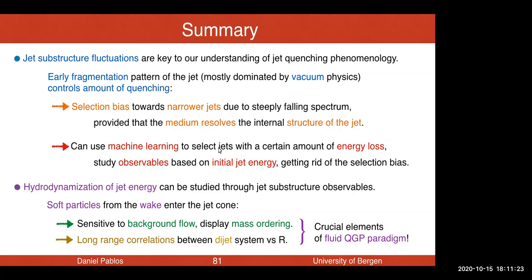And what we're seeing is that the weight is really sensitive to the background flow, the orientation of the jet with respect to the flow. It displays mass ordering. It could also depend on centrality because flow depends on centrality. And I also showed you this long range correlation between the wake of one jet and the other, that they can affect each other as a function of the radius R. So these are all crucial elements of the fluid QGP paradigm that need to be found in data in order to really nail down our interpretation of the nature of the quark-gluon plasma.